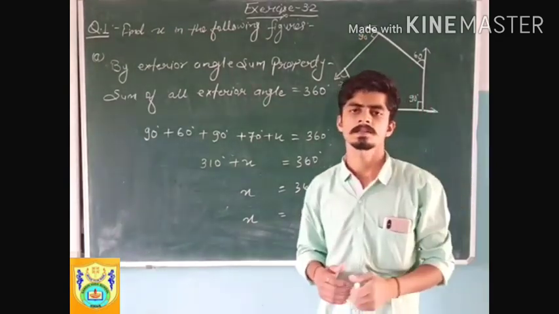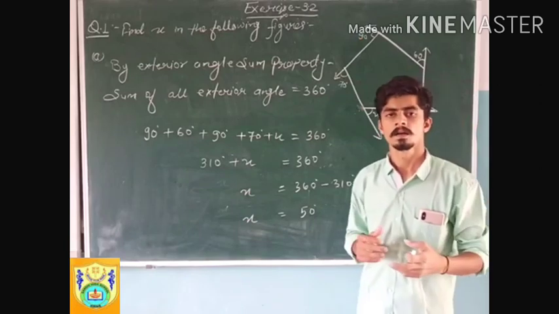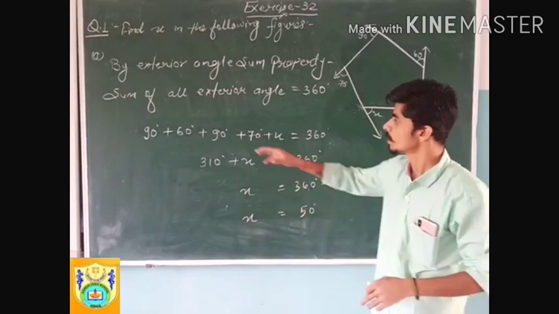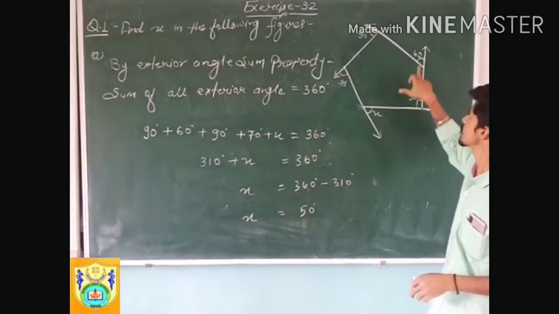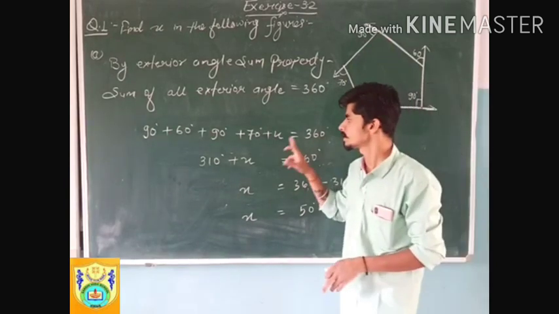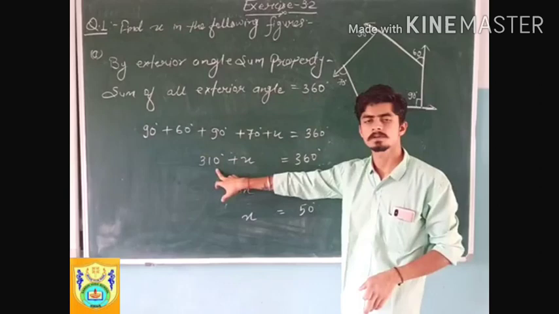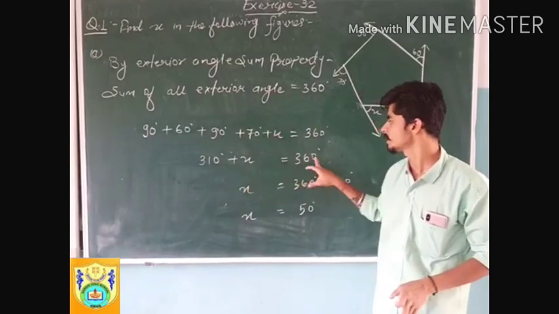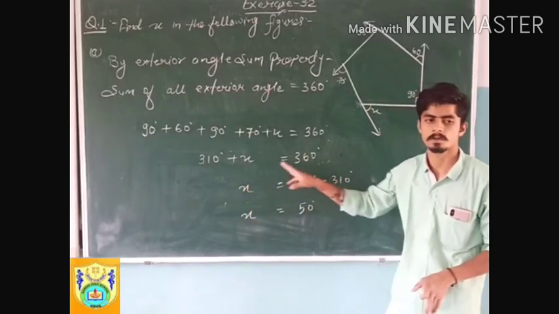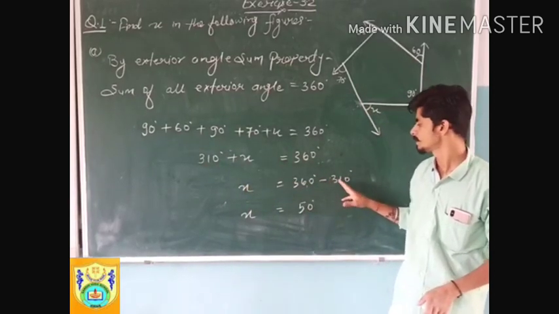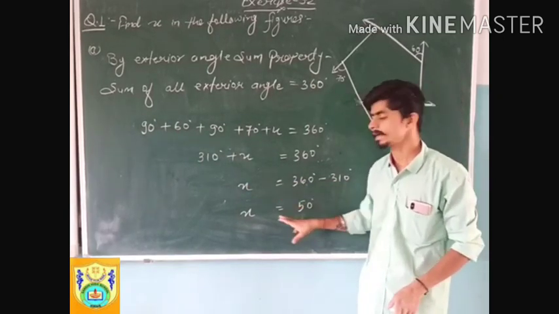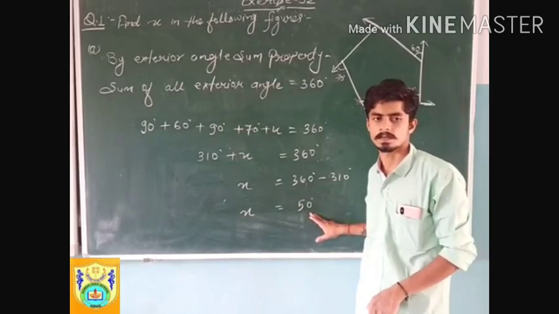By the exterior angle sum property, the sum of all the exterior angles of any polygon is equal to 360 degrees. So 90 plus 60 plus 90 plus 70 plus x is equal to 360. The sum of 90, 60, 90 and 70 is equal to 310 degrees, and x is equal to 360 degrees. 310 will be transferred from LHS to RHS, from positive to negative, and 310 will be subtracted from 360, and we get x is equal to 50 as the answer.